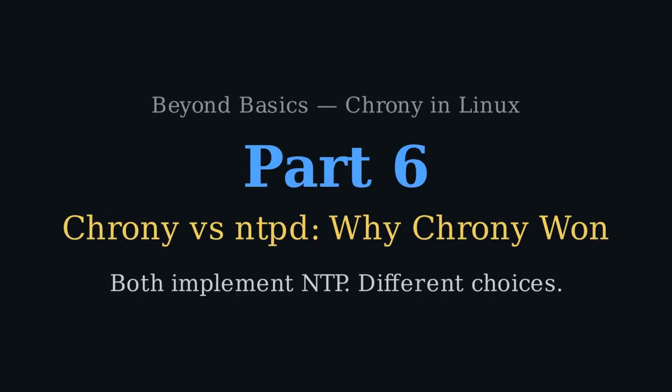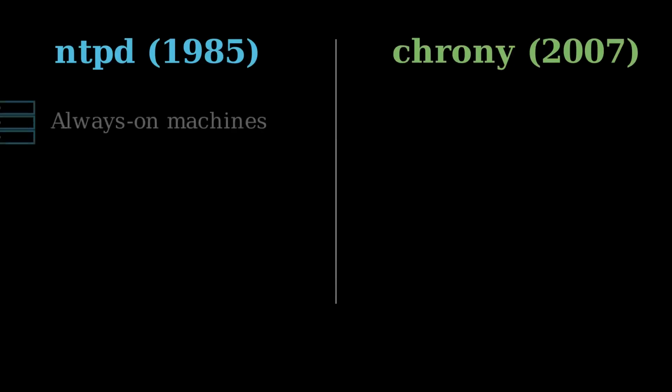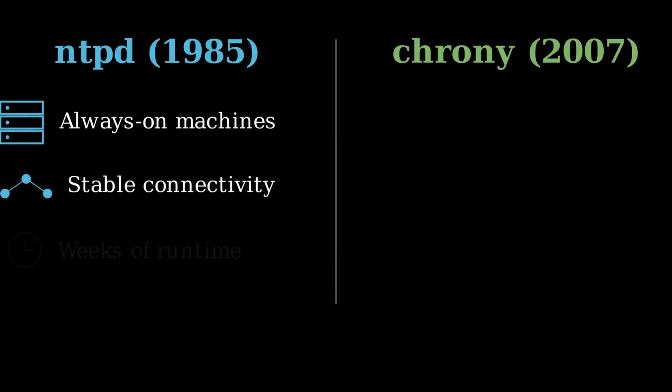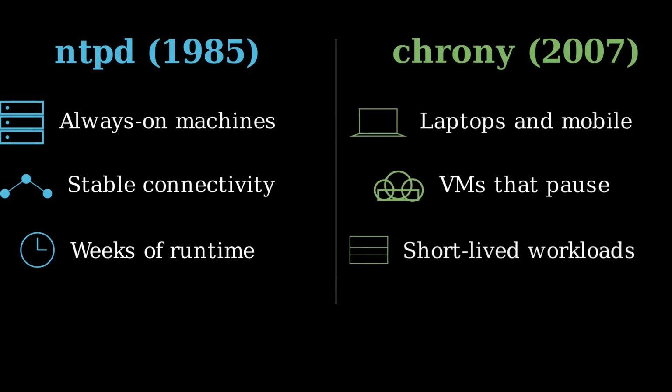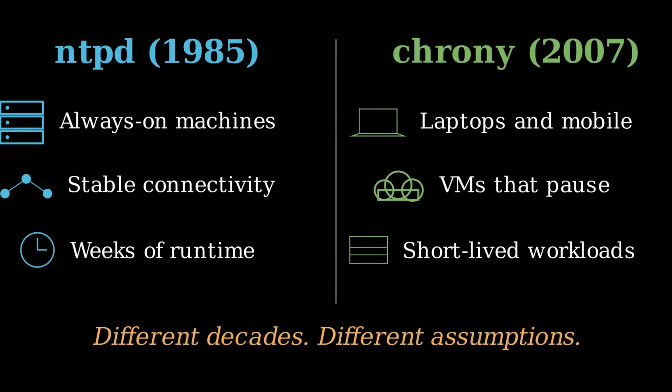Both Chrony and ntpd implement NTP. So why did Chrony become the default on modern Linux? The answer is about design priorities. ntpd was designed in 1985 for always-on servers with stable networks. Chrony was designed in 2007 for laptops, virtual machines, and containers, machines that pause, resume, and disconnect.